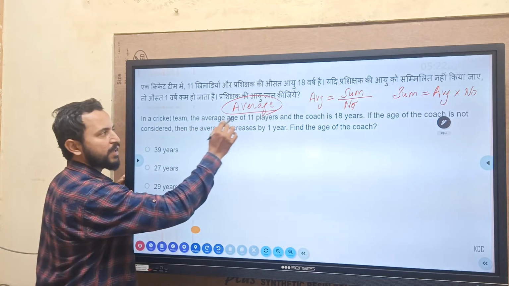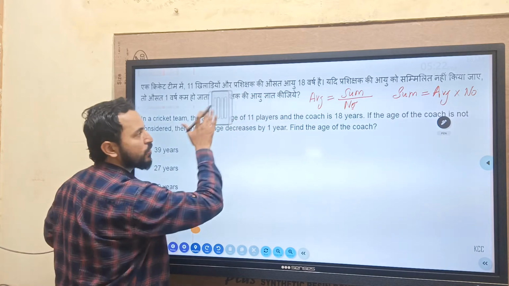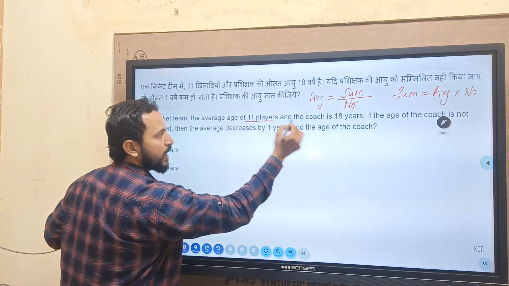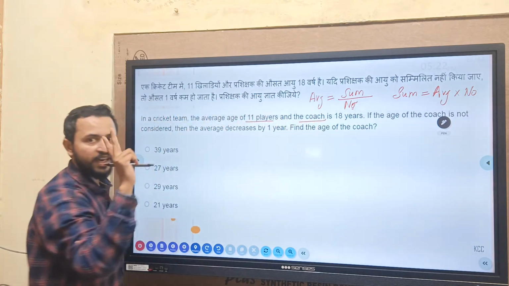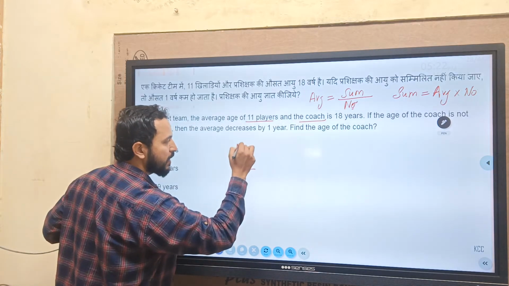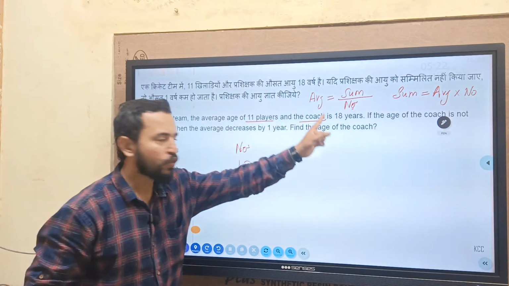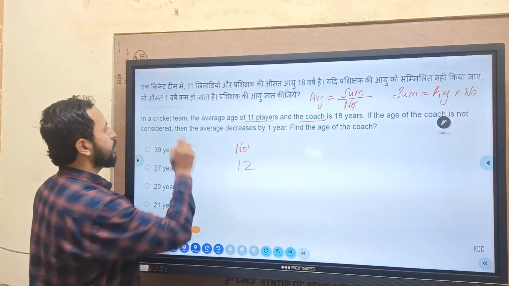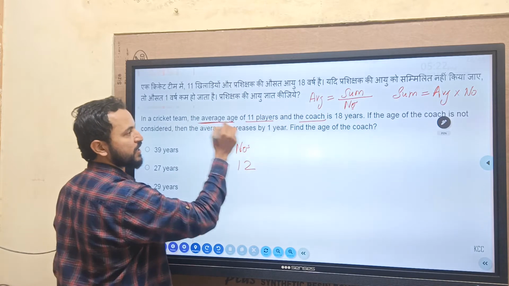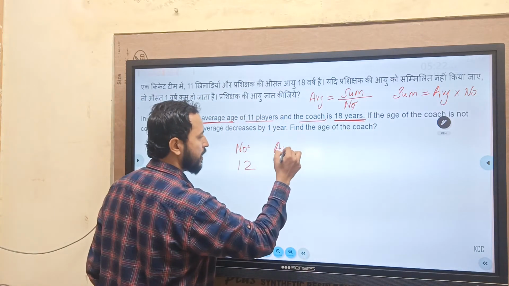In the cricket team, the average age of 11 players and the coach. How many people are there totally? 11 players and 1 coach. There are totally 12 people. Number of people are 12 people. 11 players, 1 coach, 12 people. Okay, what is the average age? 18 years. So the average given here is 18 years.